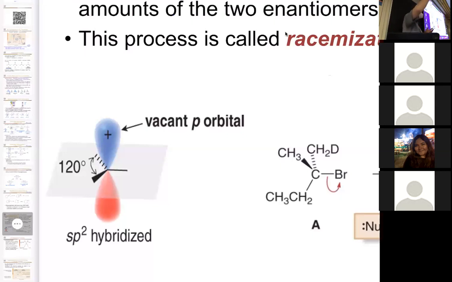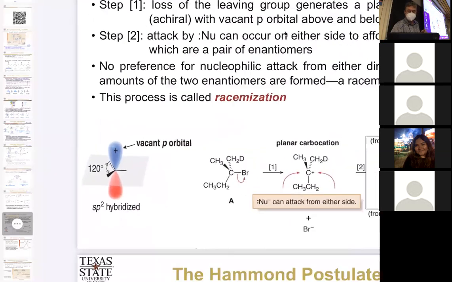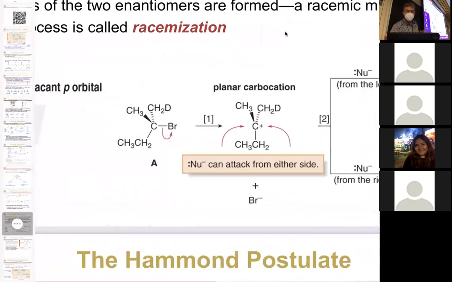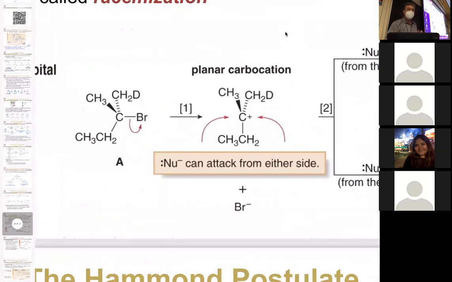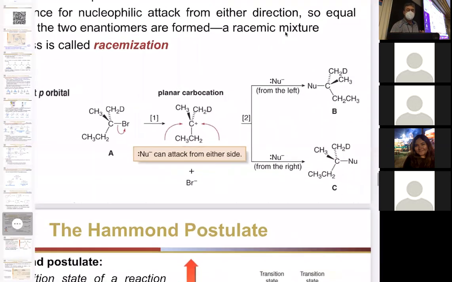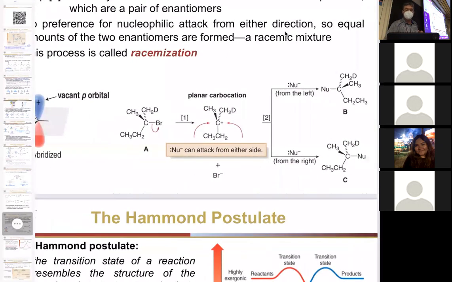It means if it attacks from the top, you're going to get one stereoisomer. If it attacks from the bottom, you're going to get the other stereoisomer, because your 3 things have to flip up to go back to that tetrahedral shape. So in the case here, once we go through this planar carbocation, you get both isomers in equal portions. So you get half R and half S.